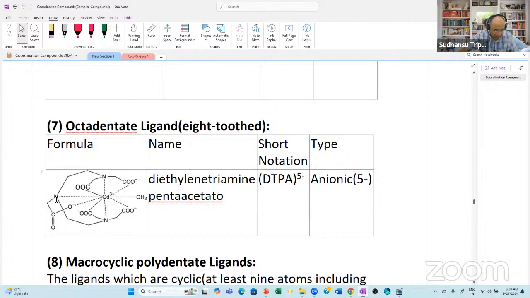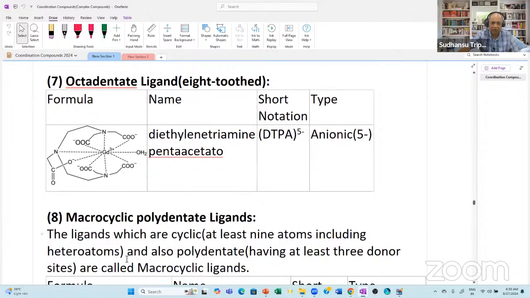There is a secondary amino, this is NH, so there will be only one CH2CO minus. So 2 plus 2 plus 1, 5 CH2CO minus. That is why it is pentaacetato. The middle one is a secondary amino, so there is only one CH2CO minus. But on the terminal NH2, NH2, there will be 2 CH2CO minus, 2 CH2CO minus. And it will be DTPA 5 minus.